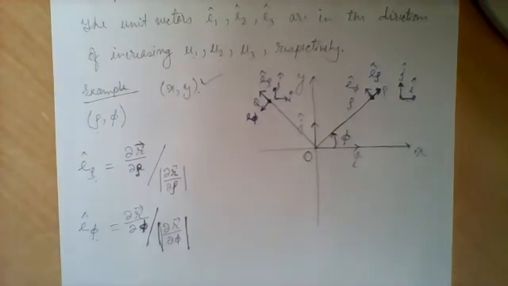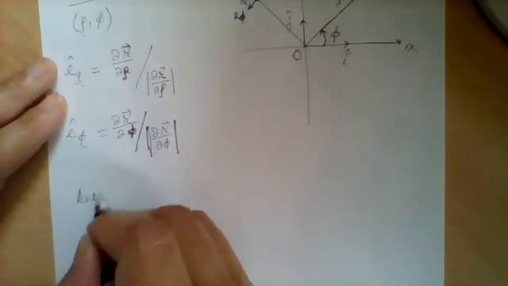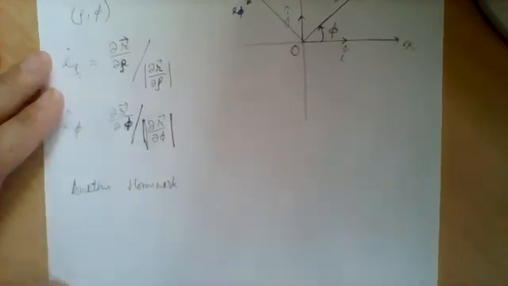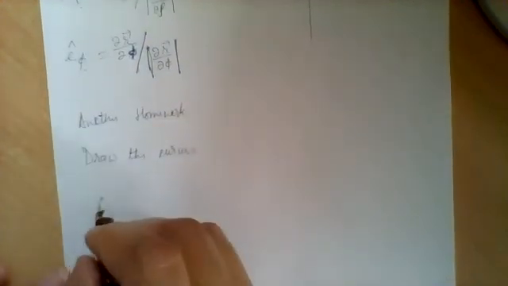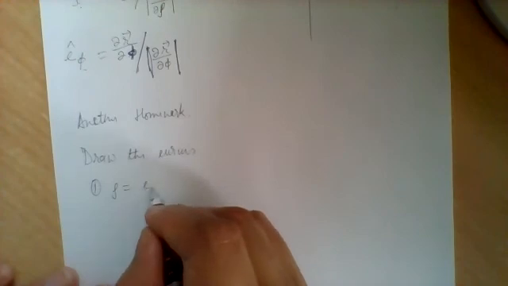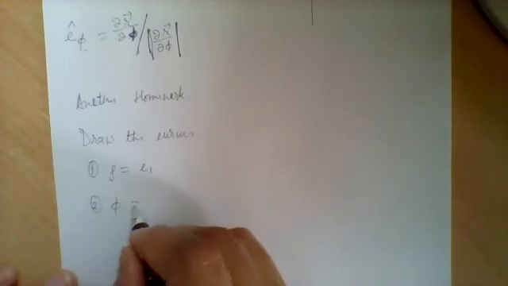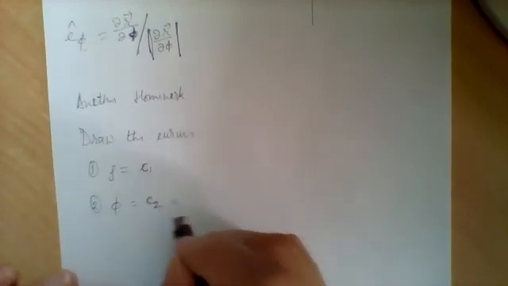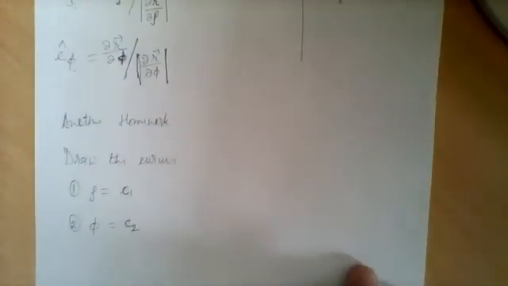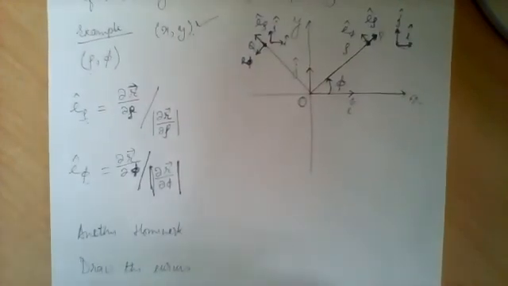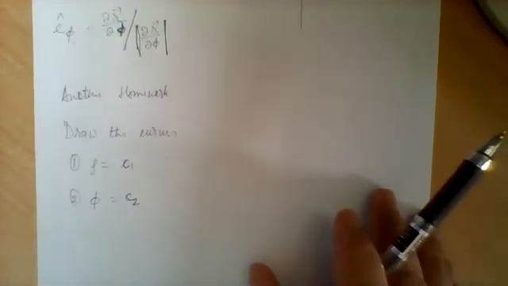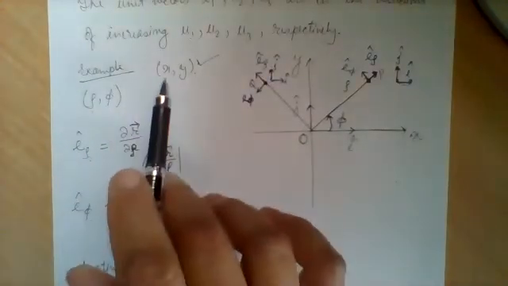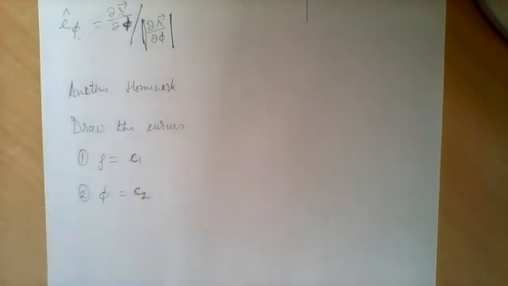Okay. As another homework, I want you to draw the curves. Number one, rho equal to constant C1. Number two, phi equal to constant C2. In three dimensions, when I put one of the coordinates equal to a constant, we get a surface. But here we are considering only two dimensions. In two dimensions, when I put one of the coordinates as a constant, what do we get? We get curves, not surfaces.